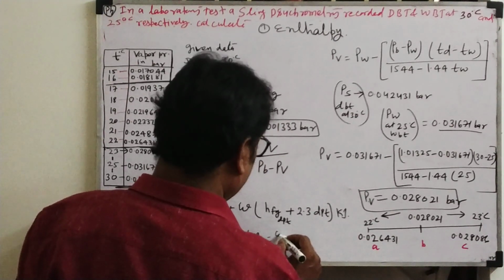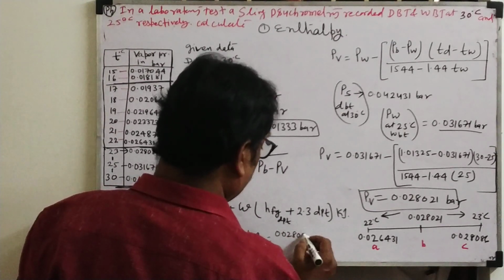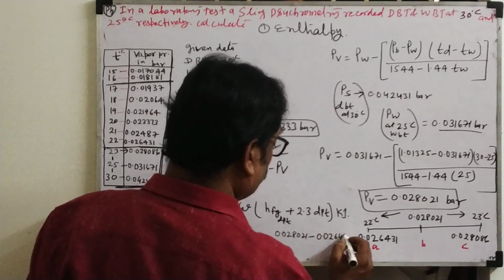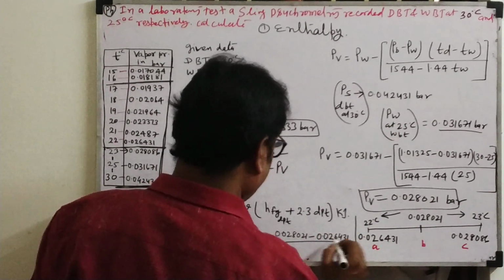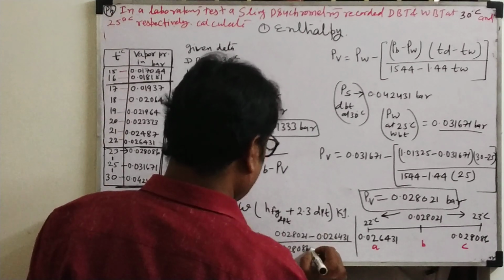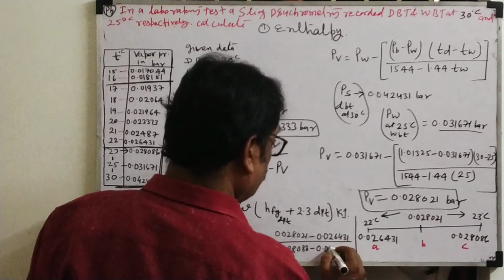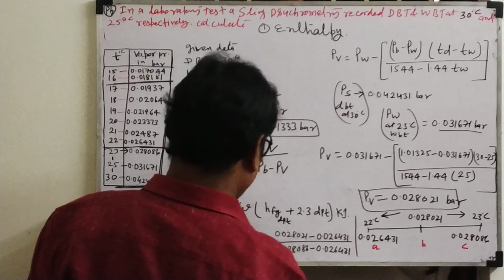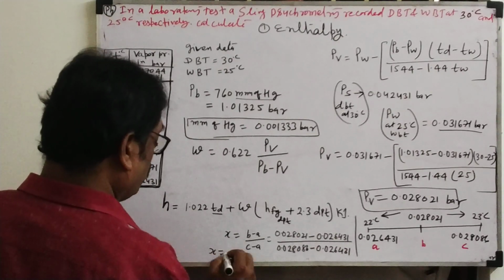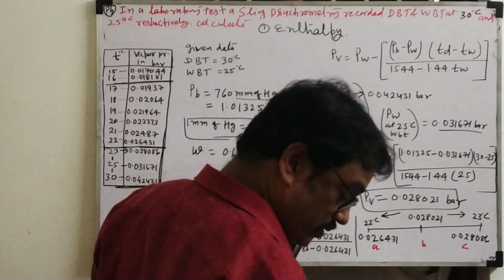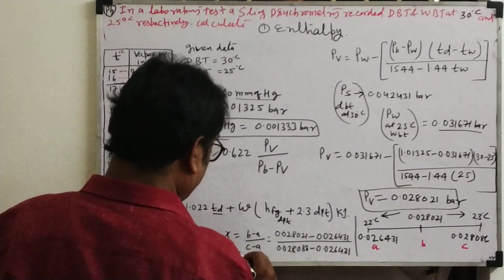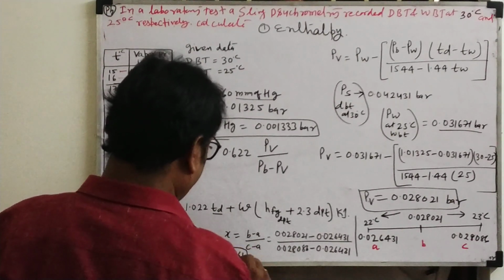So the B value is 0.028021 minus the A value 0.026431, divided by the C value 0.028086 minus the A value 0.026431. If you calculate this, you will get the fraction value. So how much will x be? We already calculated it somewhere. We get 0.961. This fraction value is 0.961.